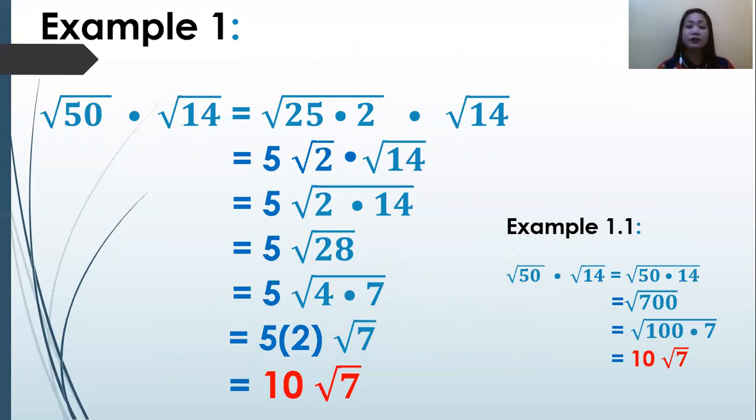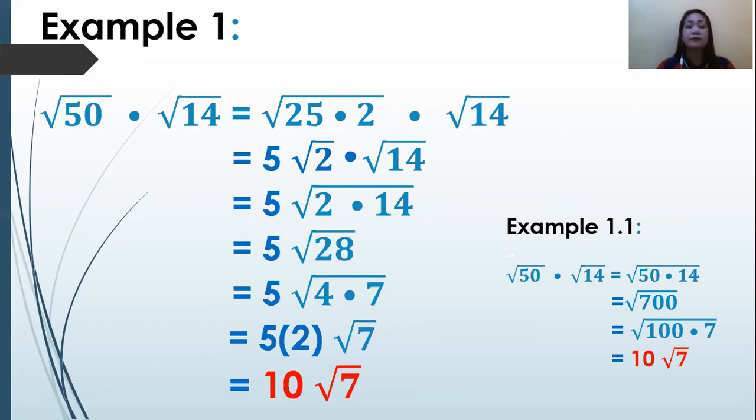Then think of two numbers where one is a perfect square. So that is 100 times 7. So the square root of 100 is equal to 10, so we have 10 square root of 7. While in the long method, we have here the square root of 50 is equal to 25 times 2, and the square root of 14 is the square root.